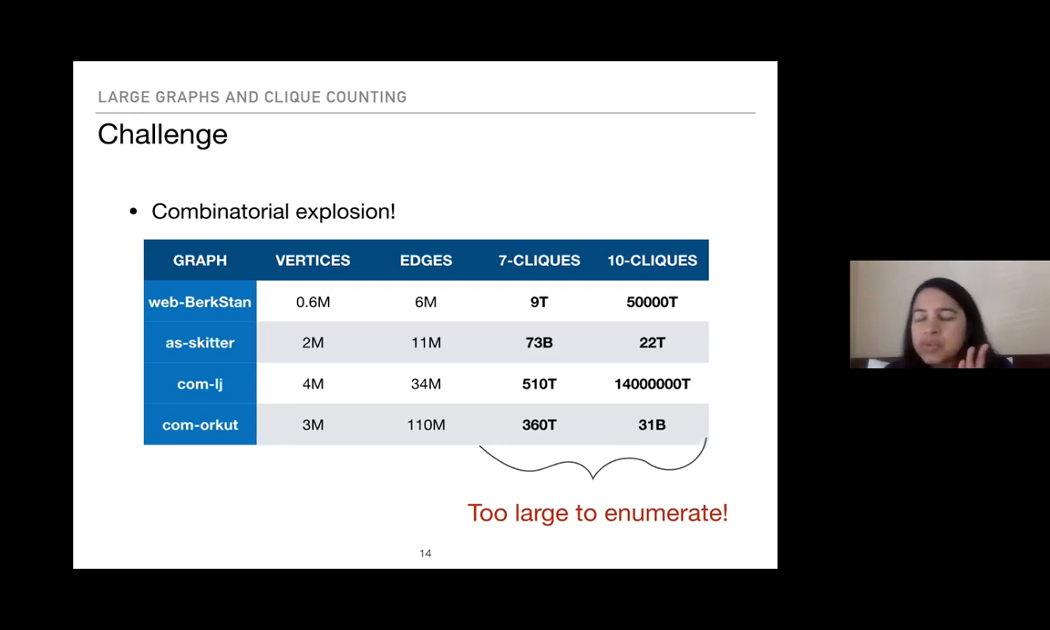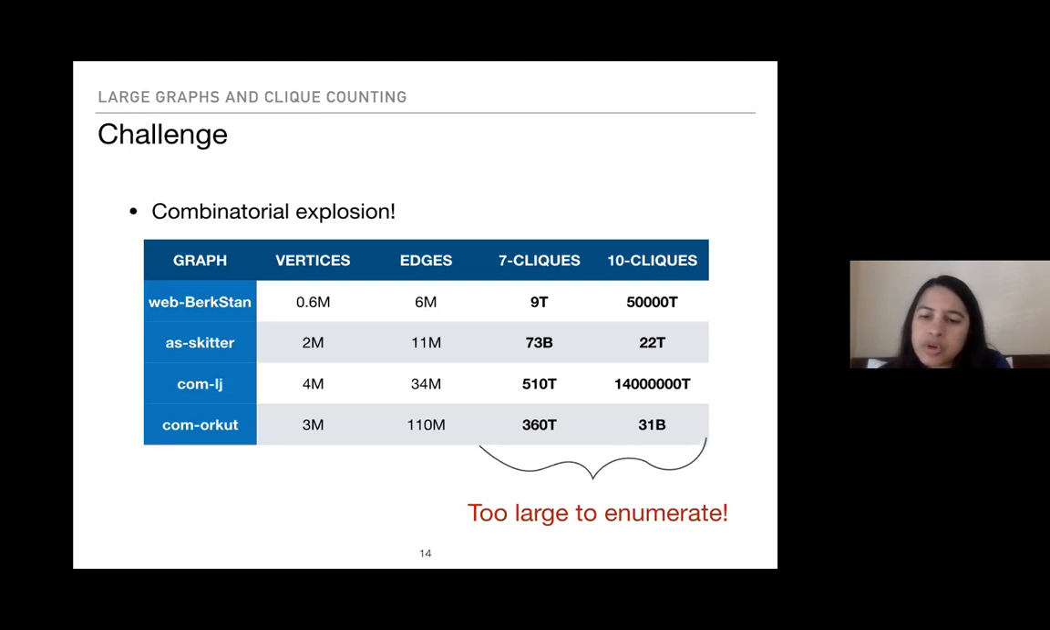And the reason why clique counting gets harder as k increases is because as k increases, the number of k-cliques blows up. So here I have those 4 real world graphs. As we can see, the number of 7 and 10-cliques in these graphs easily run into trillions, if not more. And so enumerating these is not an option.